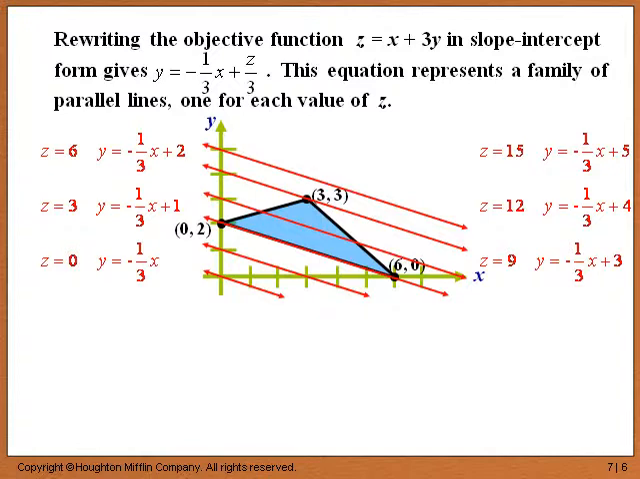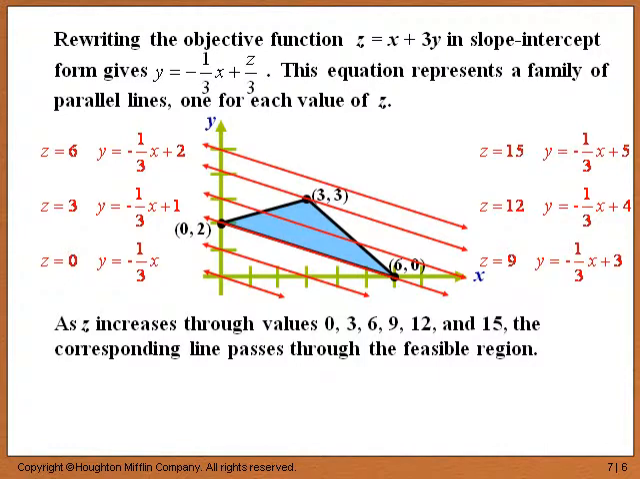Z equals 15, just testing outside the region now, I get y equals negative 1/3 x plus 5. That is clearly outside of the feasible region, so I can throw that out. And the whole point of this is, again, just to clarify and illustrate. If you don't find it helpful, then just forget about it. But there are some students who do find it helpful to see this pattern of parallel lines.